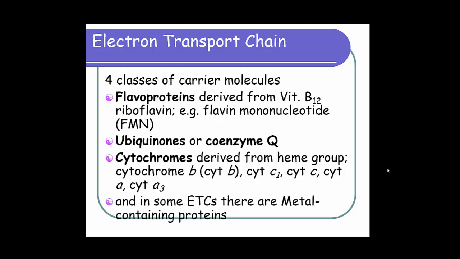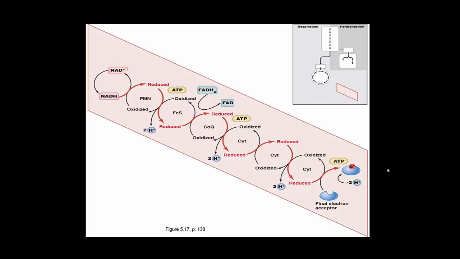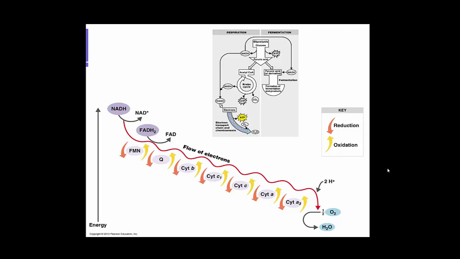Some electron transport chains also have metal-containing proteins. For example, in this one, the second carrier molecule is iron sulfide. This one shows our electron transport chain within our mitochondria. NADH will give up the hydrogen and electrons to FMN, which will be reduced. FMN then oxidizes, releasing the electrons to coenzyme Q, and then flows down through the cytochromes to finally being taken on by oxygen as the final electron acceptor.